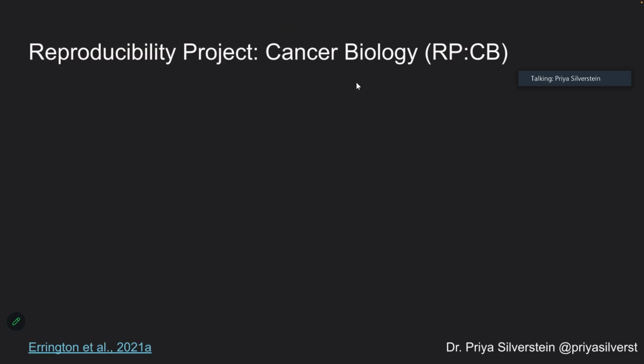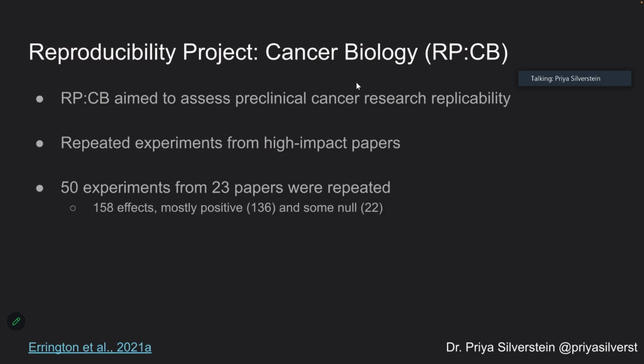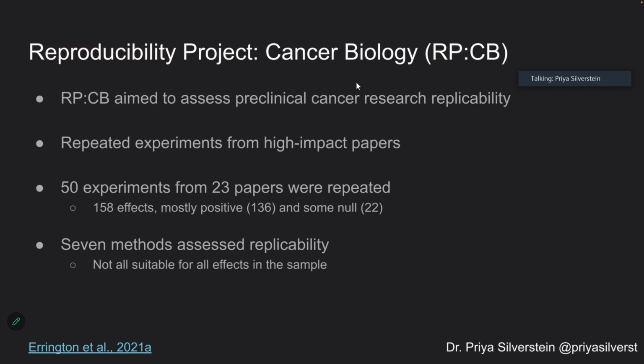So this result came from the Reproducibility Project: Cancer Biology. I'll be talking about a couple of papers that came out of this project. So RPCB aimed to assess preclinical cancer research replicability. It repeated experiments from high impact papers in this area. 50 experiments from 23 papers were repeated. Within this, there were 158 effects. Most of these were positive, so significant in a particular direction, but some were null. And they used 7 different methods to assess replicability, because they weren't all suitable for different effects in the sample. So they wanted to have a bit of a range.